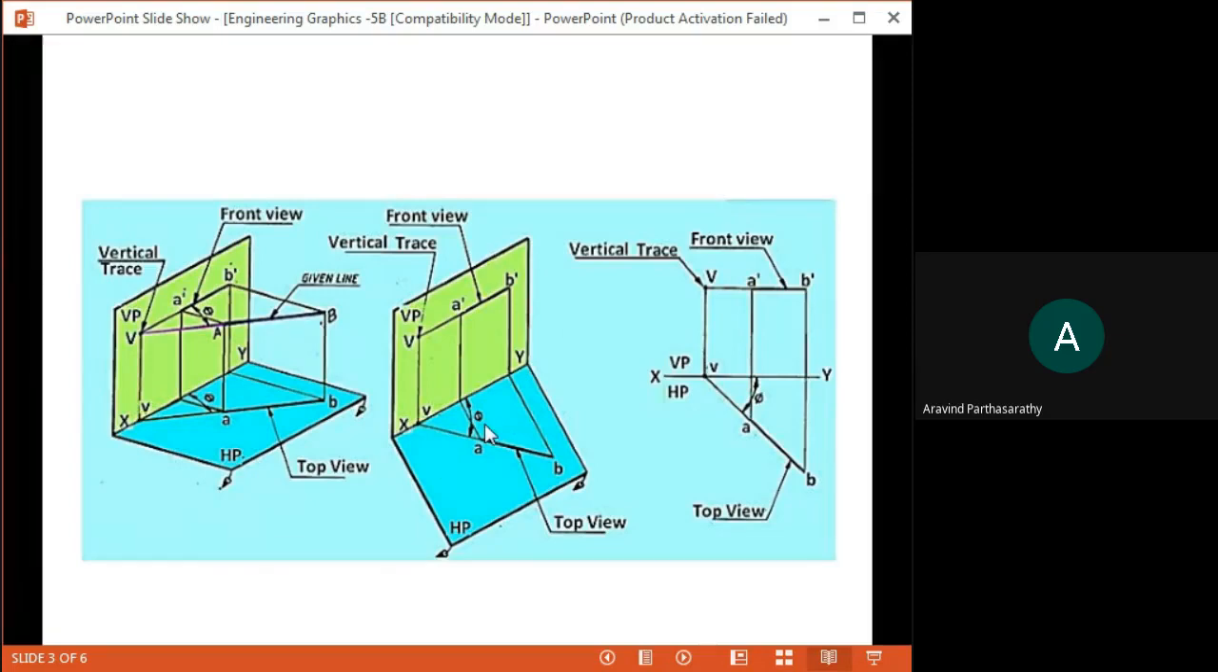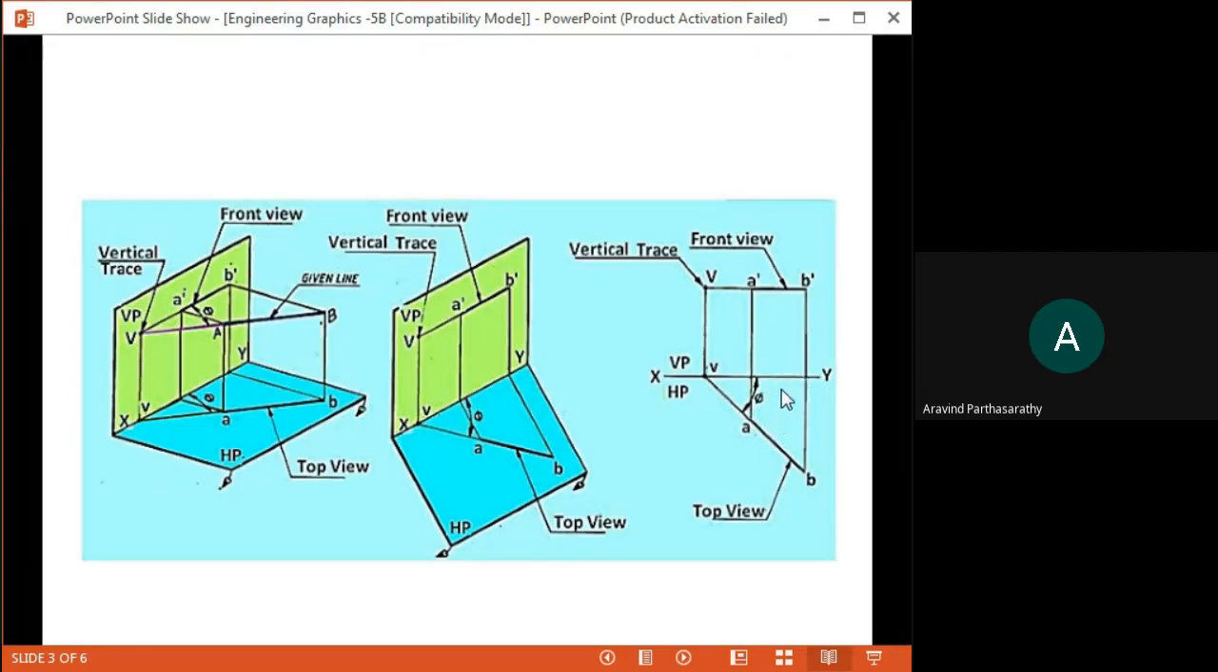You can see that when you are rotating this HP plane, this line is extended and this point is the same, and A dash B dash is in here. So while we are going to draw, you can see in the XY line, the XY line is there actually, and this is A dash and B dash, that is the front view, and AB is its top view.